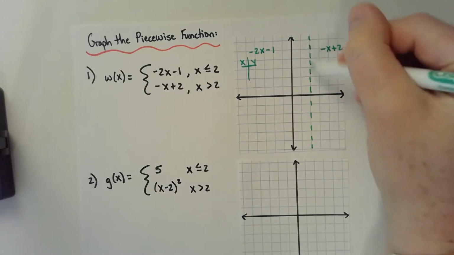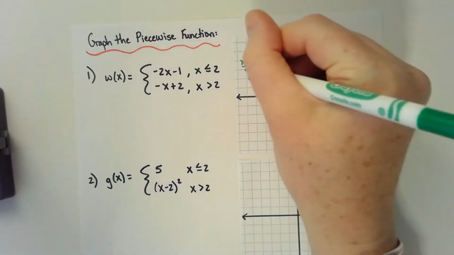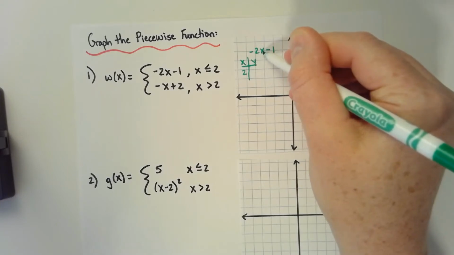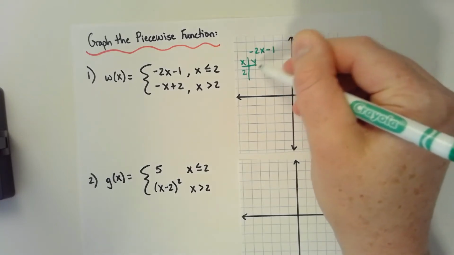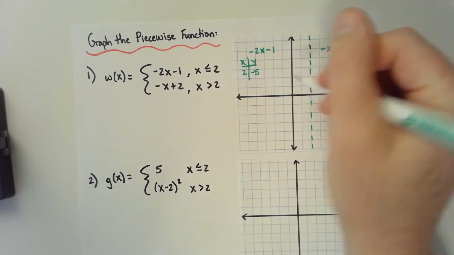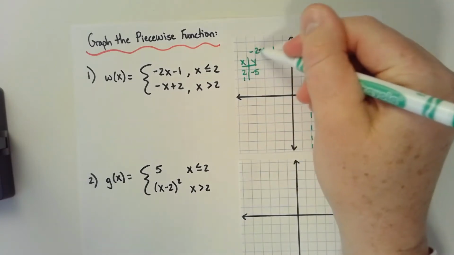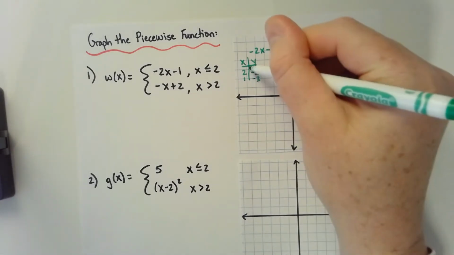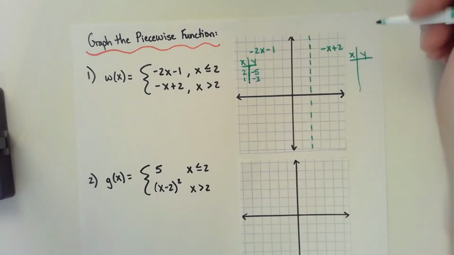It's good to include the fence as one of your points. So let's put in 2. Negative 2 times 2 would be negative 4, minus 1 is negative 5. And then let's choose 1. Negative 2 times 1 is negative 2, minus 1 would be negative 3. Let's see if that's enough to help us graph the line.